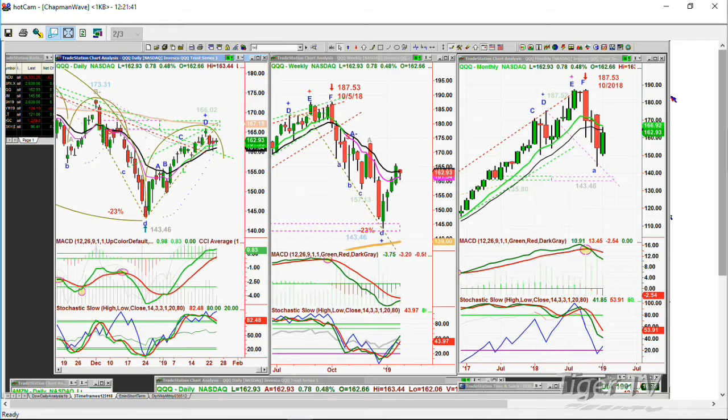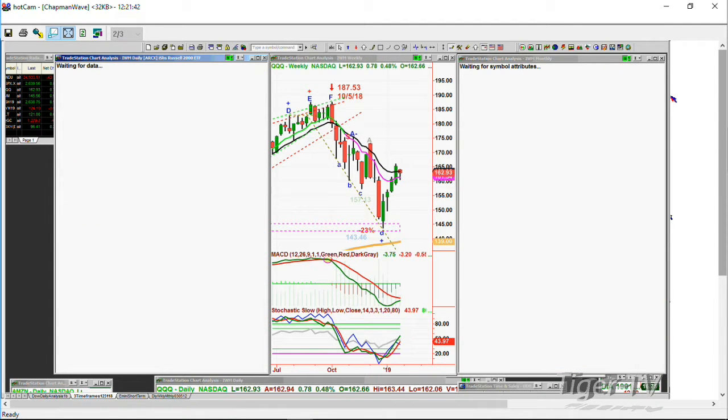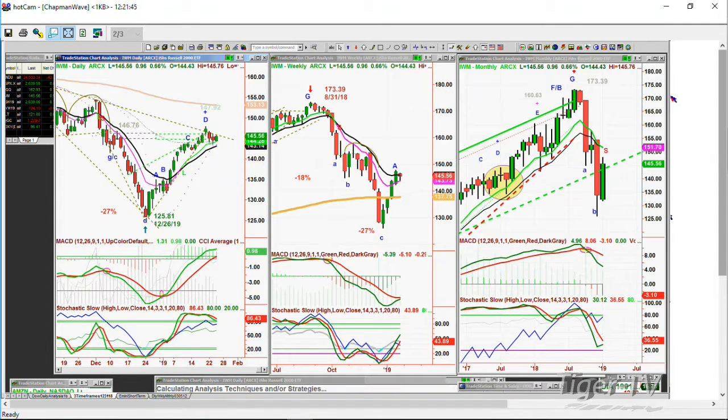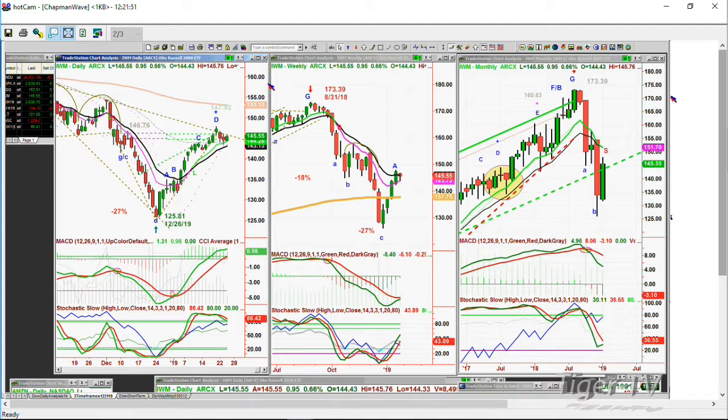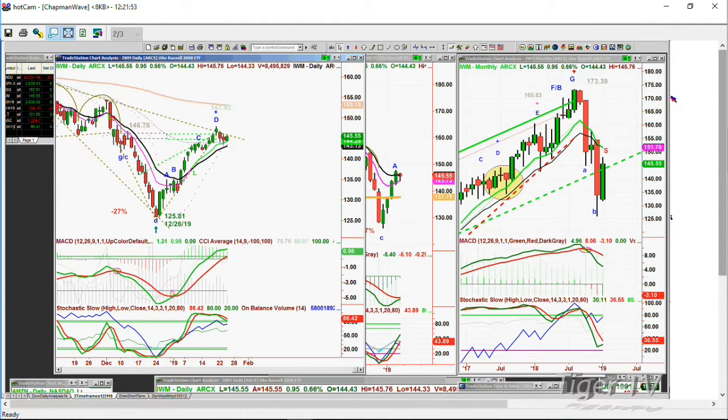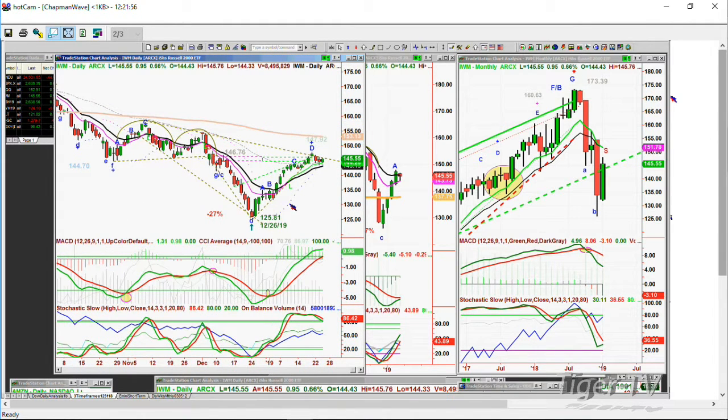So, IWM. IWM is trading at 145.56, up 96, hitting this inside. Let me explain this because I like to do techniques here. This is a Chapman wave falling axe formation. There's a trend line resistance right there. It went to the high at that peak C right there.